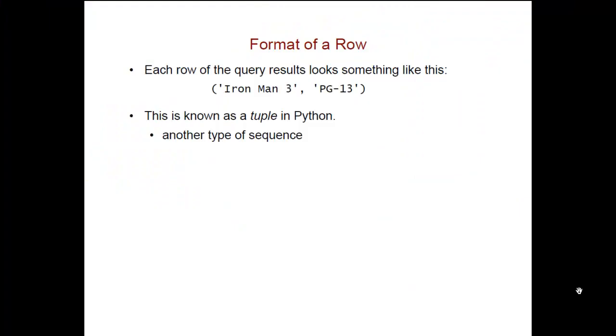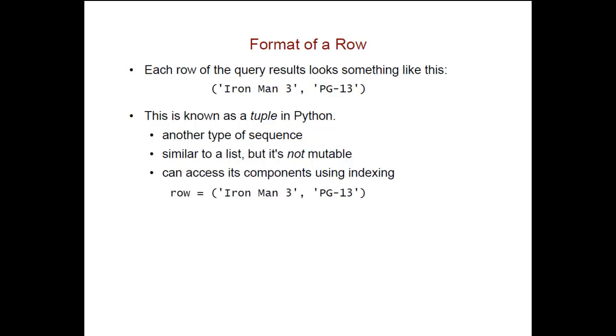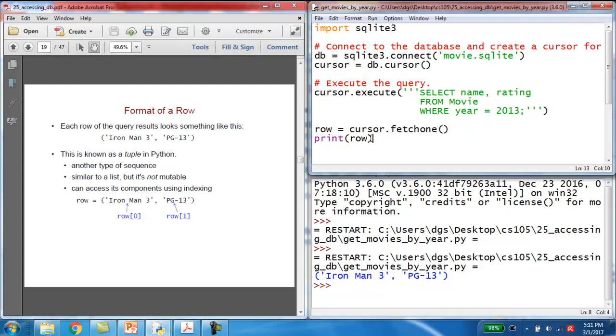And the combination of strings that I'm seeing is known as a tuple in Python. It's another type of sequence, so it's similar to a list, but unlike a list, we can't change its internals. It is not mutable. But just like with a list, I can access its components using indexing. So if I'm taking my tuple and assigning it to the variable row, then row[0] will give me the first component, which is the name of the movie, and row[1] will give me the second component, which is the rating. So let's go ahead and use indexing in our program.